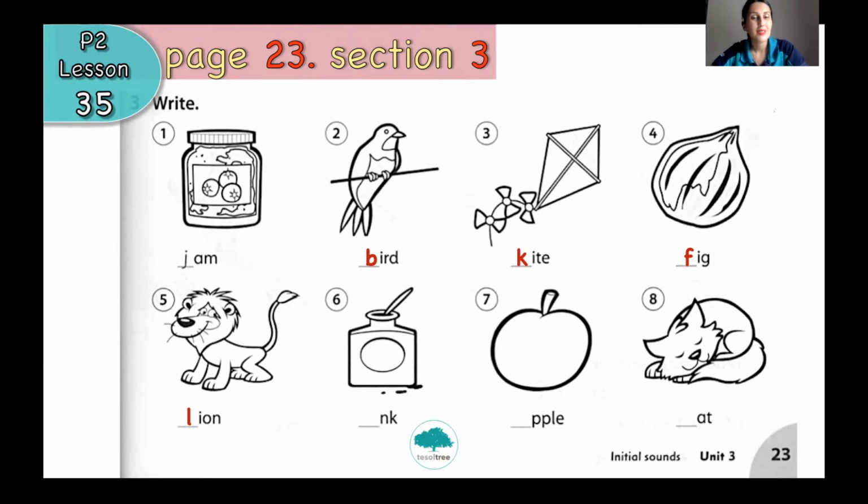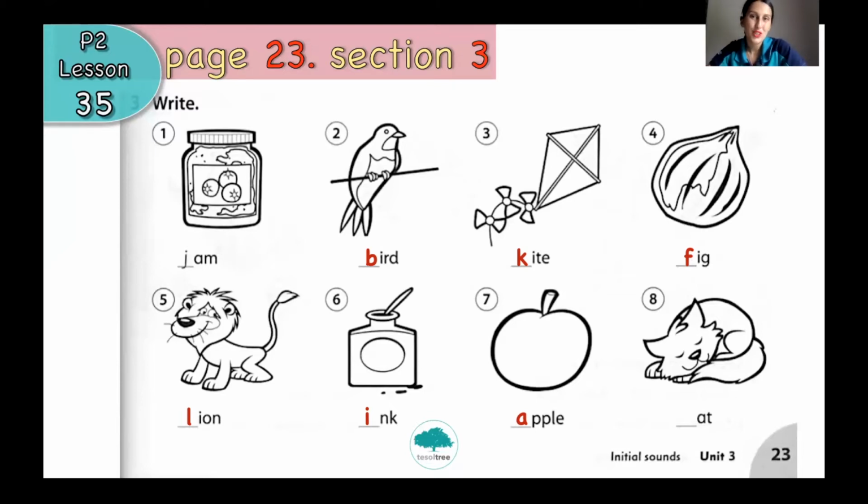Picture number 6. What is this? It's an ink. Ink. Letter I is the beginning letter, and you have to write it just right there. Okay. Picture number 7. What is this? It's an apple. Check, please, your answer. It's an apple, and you had to write letter A.